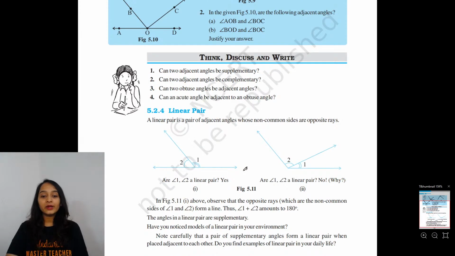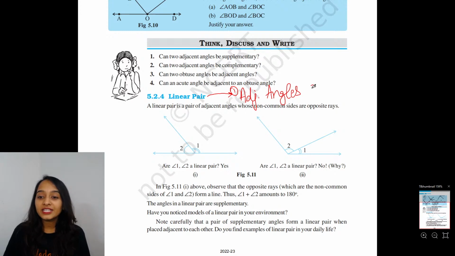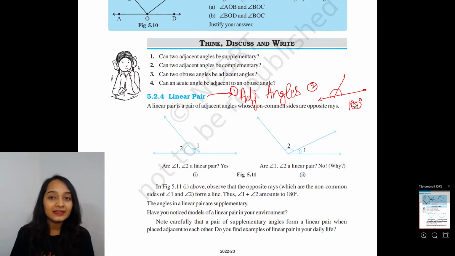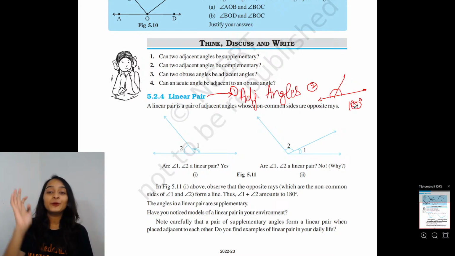And then we have learnt about linear pair of angles. Now for angles to be a linear pair, they first have to be adjacent angles. That is the first condition. Second condition is they should be lying on a straight line so that they add up to 180 degrees. So if your doubt is, what is the difference between a linear pair and a supplementary angle? Supplementary angles need not be adjacent. But linear pair of angles have to be adjacent.